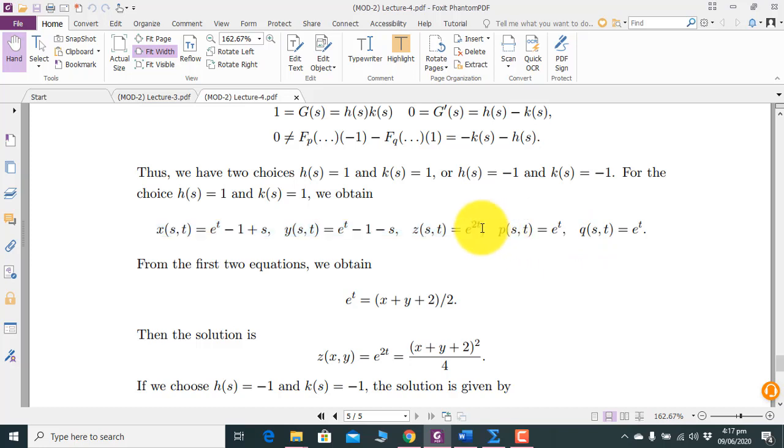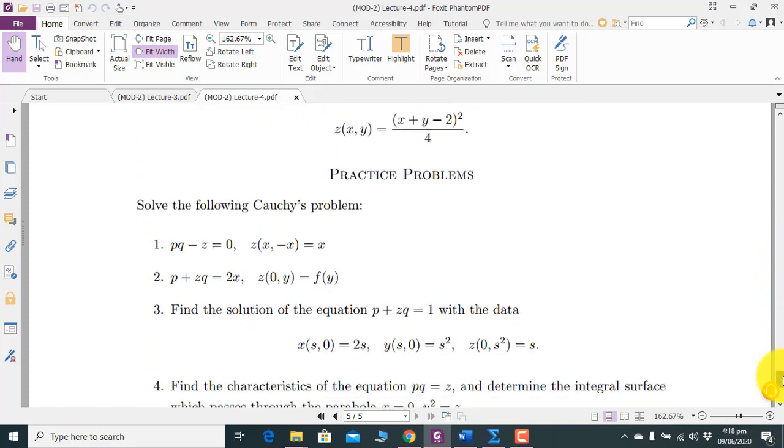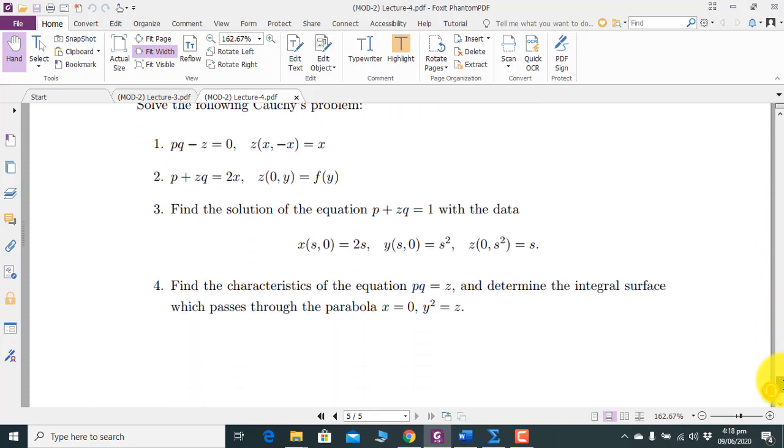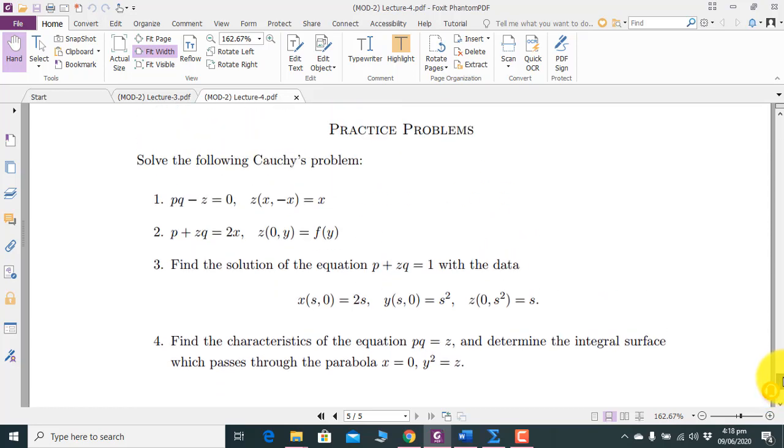I think there is a mistake for Z. Maybe I did not put the constant carefully, so the answer is in that form. But no problem. Please see if there is a mistake or not, and you can tell me in the video lecture, which will be tomorrow or maybe in the next week. And these are all the problems. You can solve each of them.